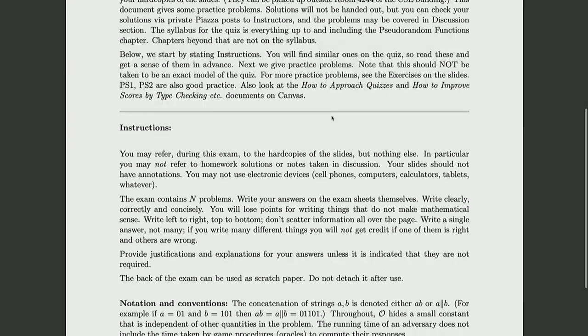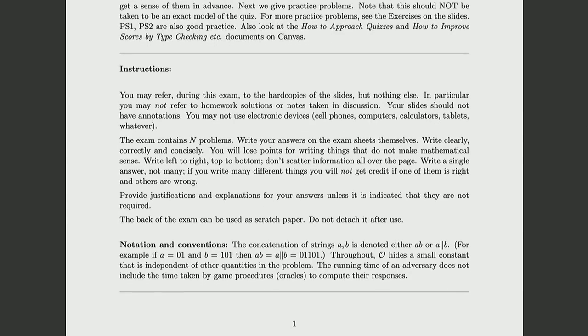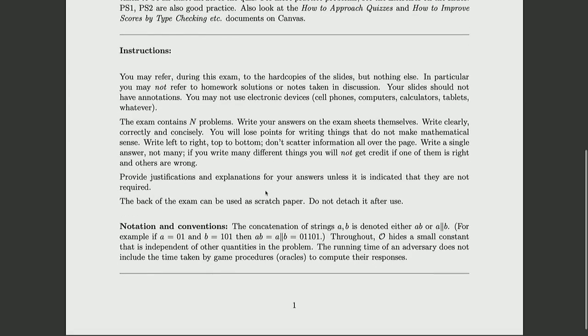So these instructions will be repeated on the quiz, namely that the rules is only those hard copies, so don't expect to pull out a phone or any device like a computer, calculator, or whatever. And try to write neatly, so not at random places on the paper, but kind of left to right, top to bottom, so we can read it, and otherwise who knows what we'll find and miss.